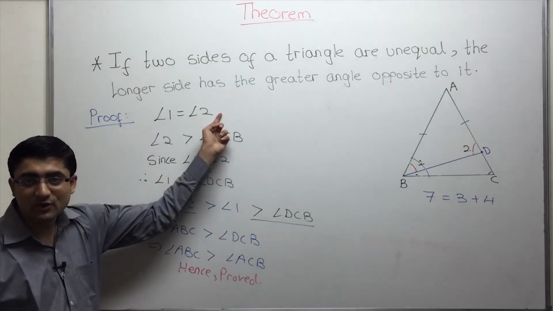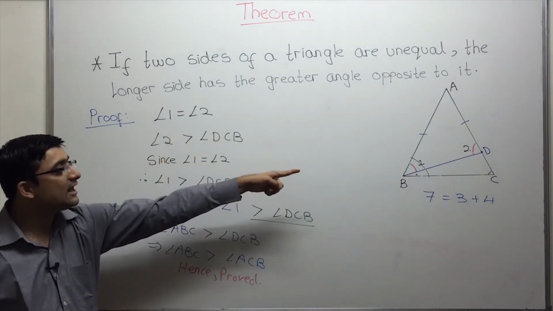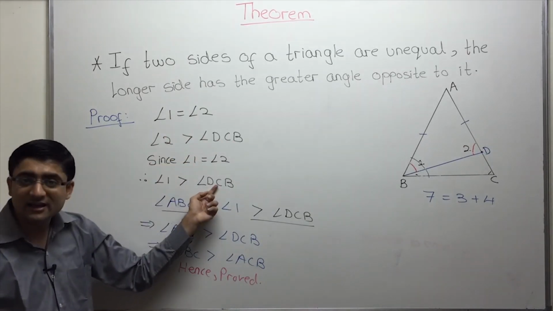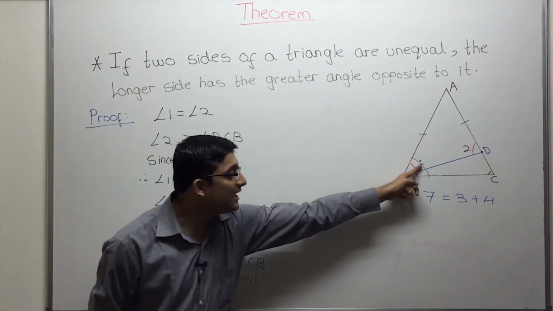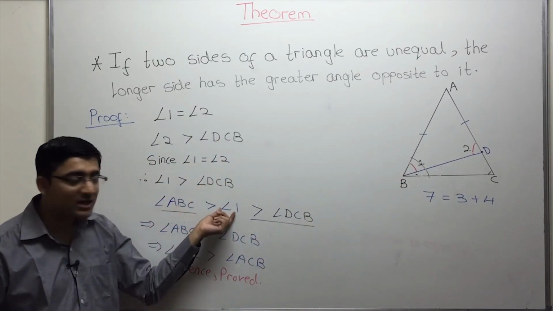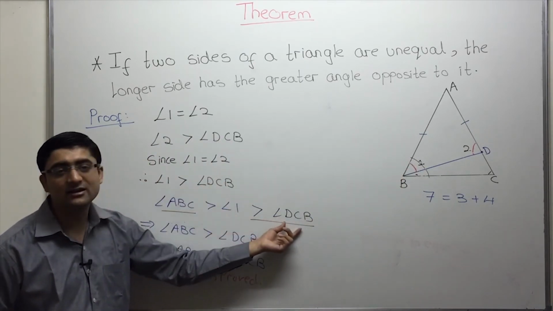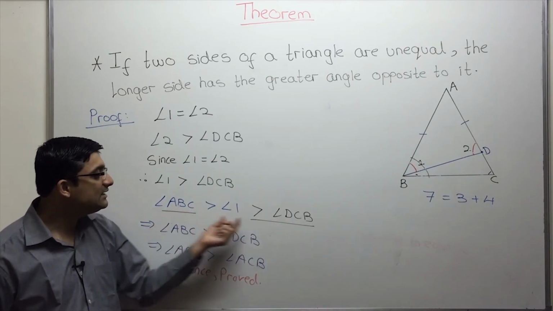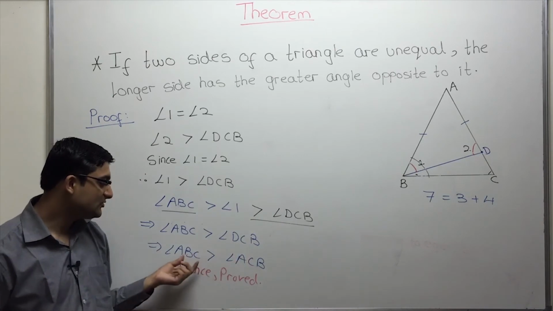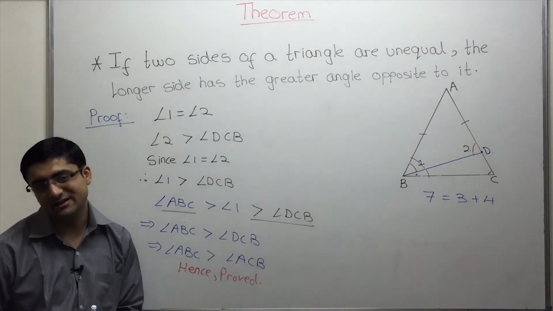See, angle 1 is equal to angle 2. Angle 2 is greater than angle DCB. Since angle 1 is equal to angle 2, angle 1 is greater than angle DCB. Now, angle ABC is bigger than angle 1. So angle ABC is greater than angle 1. Angle 1 is greater than angle DCB. So angle ABC is bigger than angle DCB. What is angle DCB? ACB. So angle ABC is greater than angle ACB.